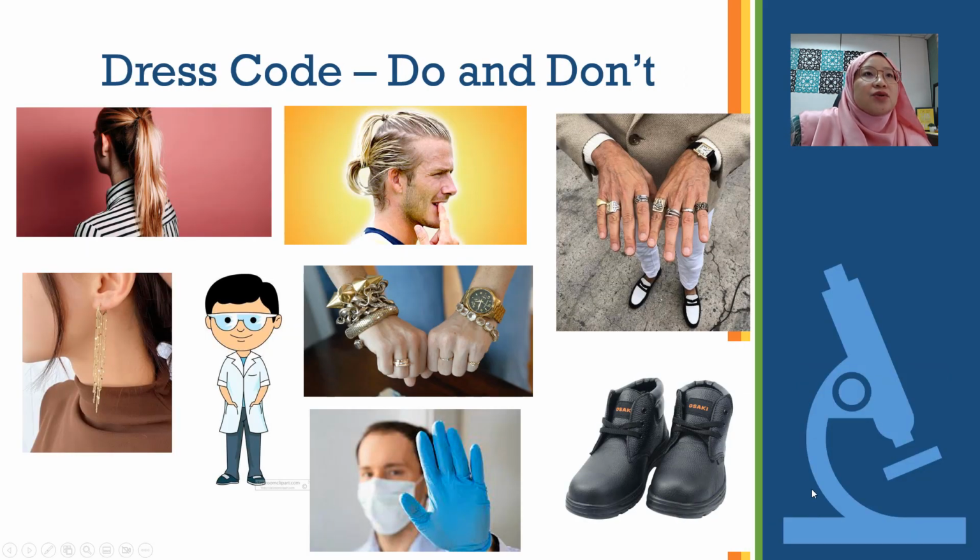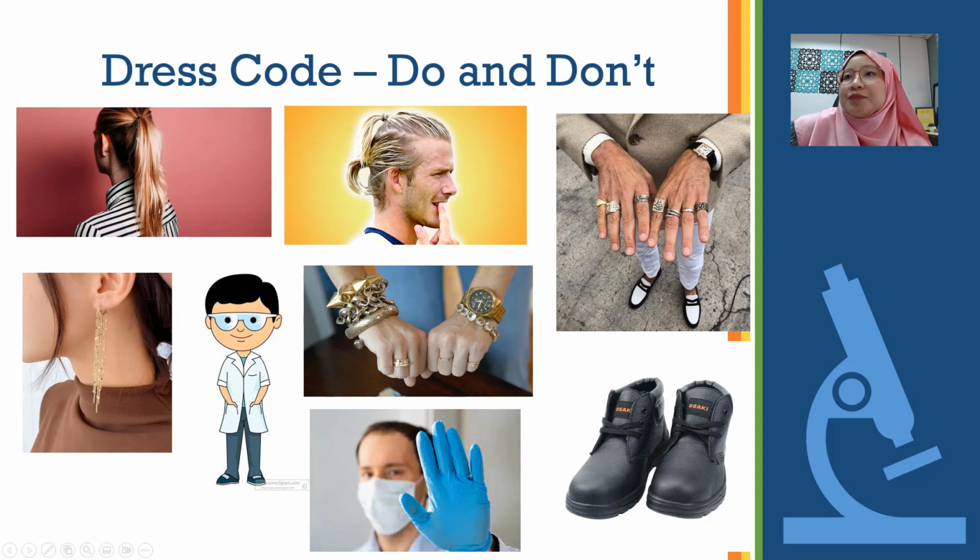Dress code, dos and don'ts. These are examples: you need to tie your hair like this. For this one, you cannot wear jewelry. This one also cannot. This one you need to wear gloves. This one please don't. This is a do.